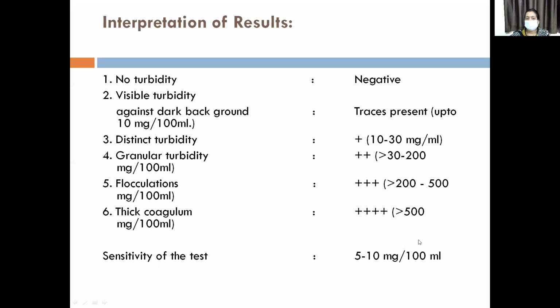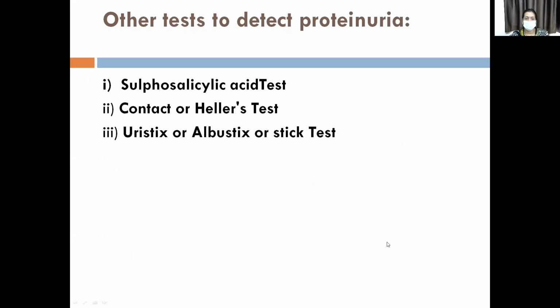So microalbuminuria can be detected by this kind of method. Okay, but usually this is not done now, since every lab has the reagent strip test. Other tests to detect proteinuria: the sulfosalicylic acid test, where equal amounts of urine and reagent are taken, and the cloudiness or haziness you get is the result. Then the contact or Heller's test, and Heuristics or Albustix, the stick test. That is almost like a strip. These are the things you have to remember.